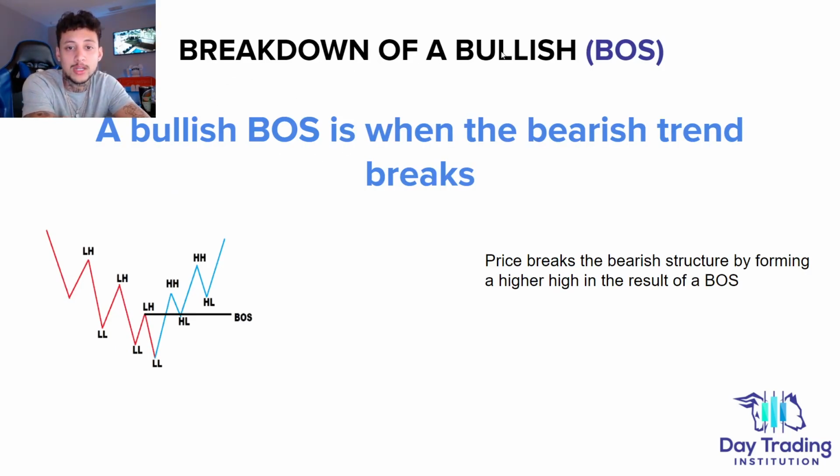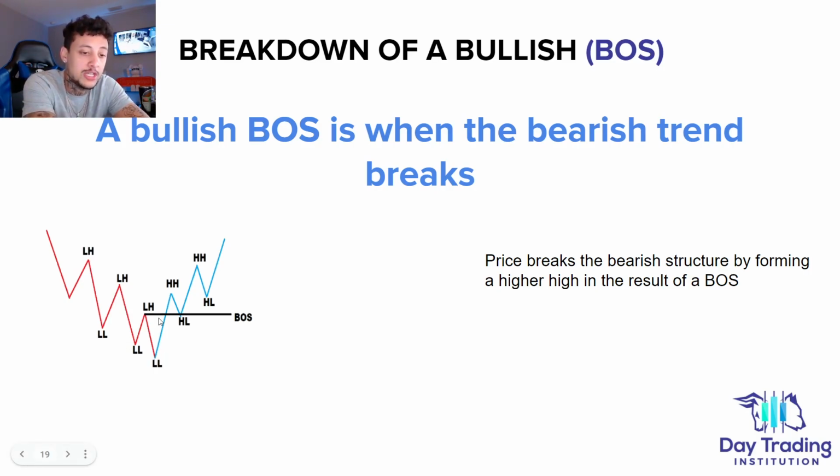So this is going to be a breakdown of a bullish break of structure, right? A bullish break of structure is when the bearish trend breaks and price starts going bullish. So again, going back to the simple concept of lower lows and lower highs, everything in red is going to be the bearish trend and everything in blue is going to be the bullish trend. So we have a lower high, lower low, lower high, lower low, lower high, lower low. We know that is a bearish trending condition because, again, going back to earlier in the video, when price is making lower highs and lower lows, price is simply in a bearish trend.